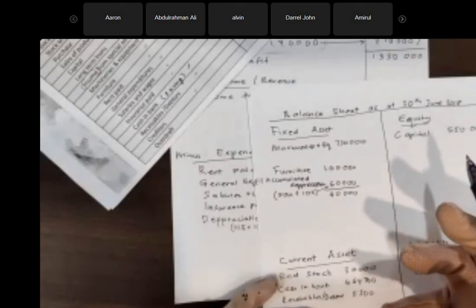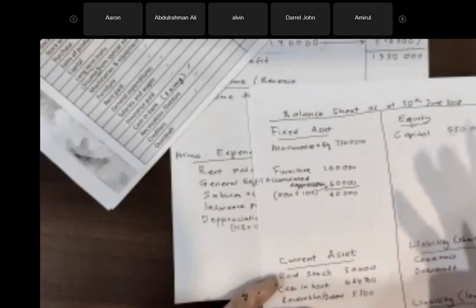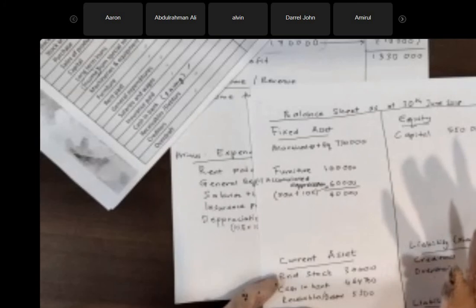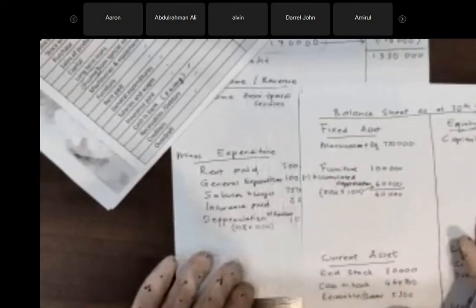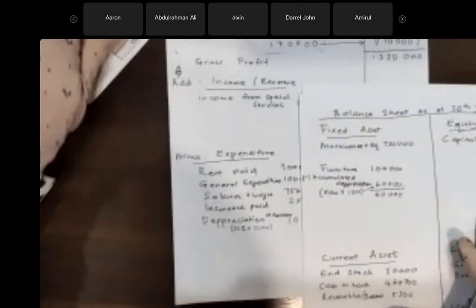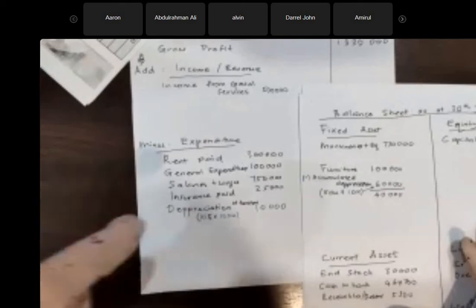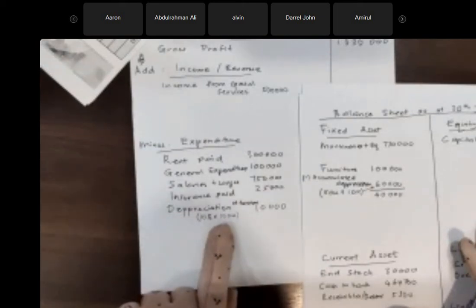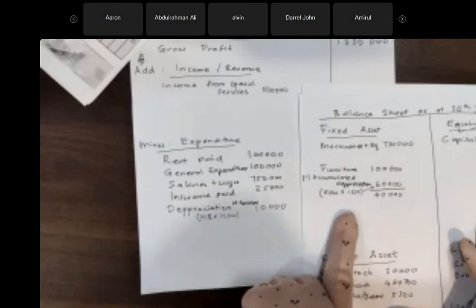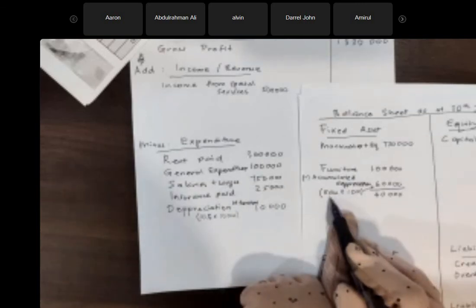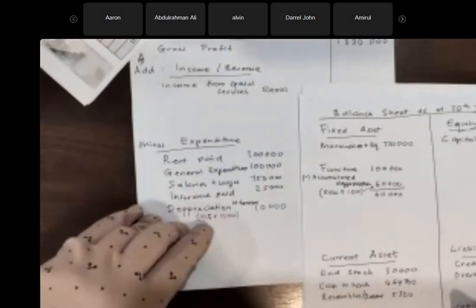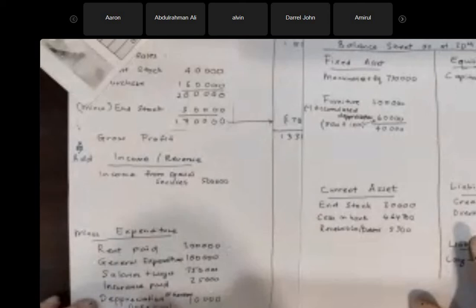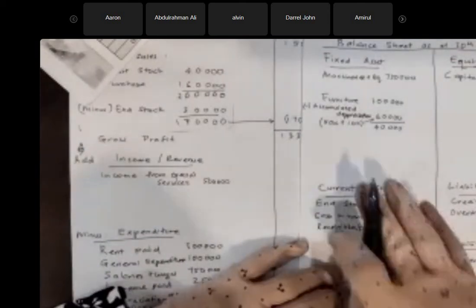That is dia punya terik ke apa yang kita panggil. Itulah benda yang selalu orang buat silap. Okay, so furniture minus accumulated. In the income statement, it is only put the depreciation for the current untuk nilai sekarang saja. Okay, it is 10,000. But in the fixed asset, campur dengan accumulated tu. Tu je dia punya tree. Yang lain tak ada tree pun. Okay. Settle yang ni. Okay, now tengok lagi.